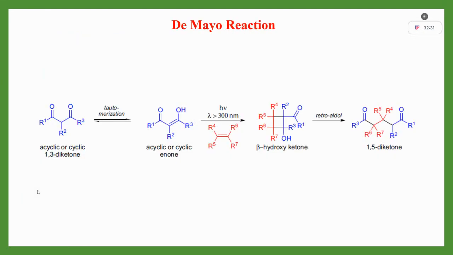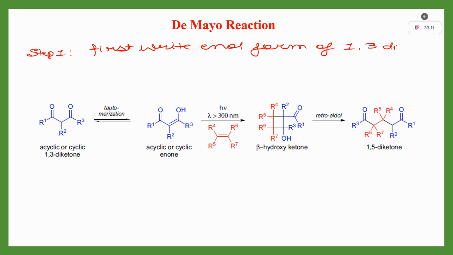Now the next tricky reaction of organic photochemistry is the de Mayo reaction, whose starting material is a 1,3-diketone. So let me tell you how to solve problems of these reactions. So step 1: first, write the enol form of the 1,3-diketone given to you.